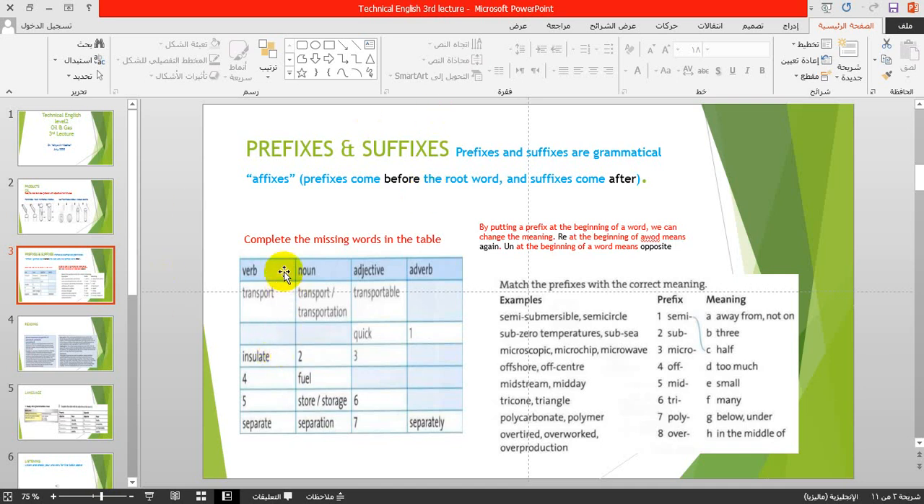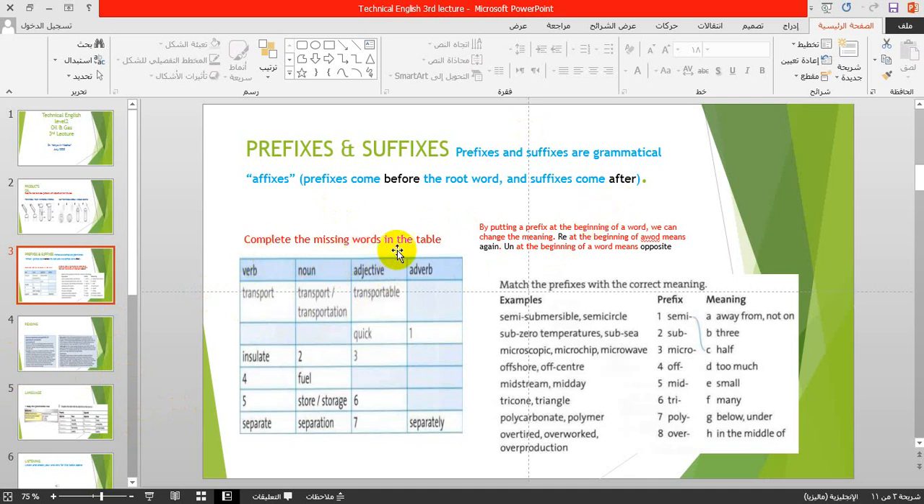Look at here. Prefixes and suffixes are grammatical units, affixes or grammatical affixes. Prefix means come before the root word, and suffixes come after, at the end of the word. For example, educate, to teach. If we add tion, education, so this is a suffix that changes the word from verb to noun, like this.